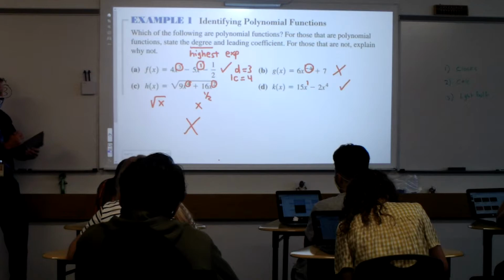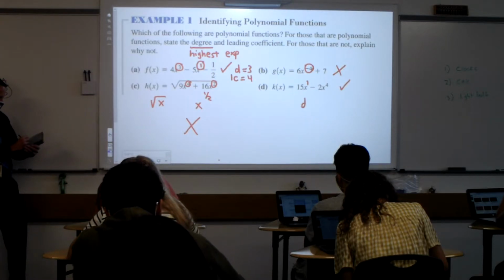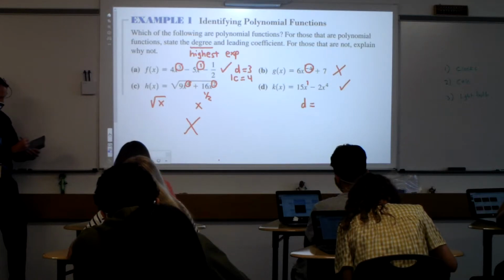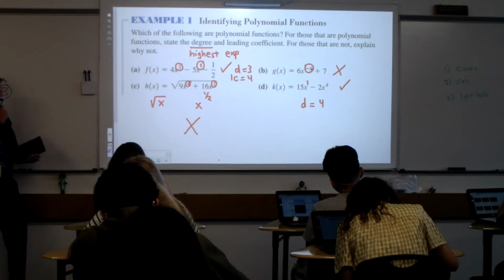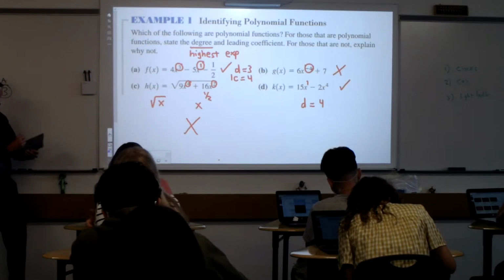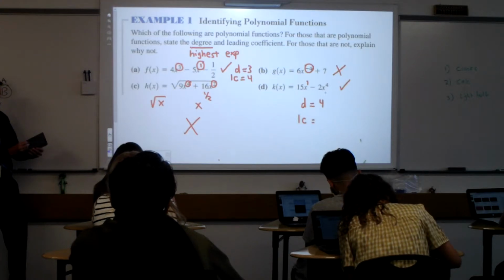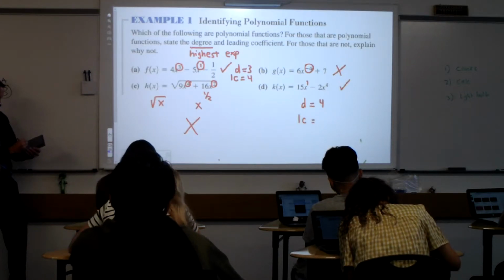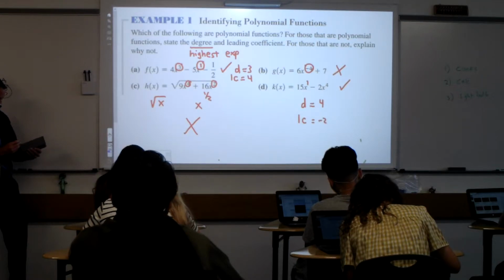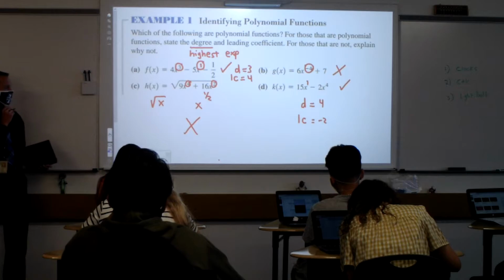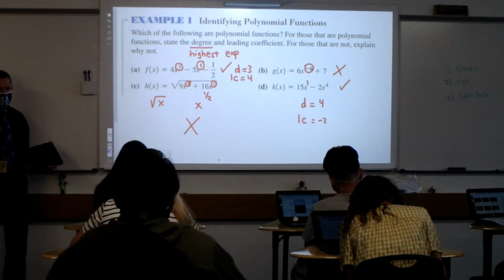Now, what about the degree? Is the degree the first exponent we see? It's the highest, so this would be 4. And that would be quartic is the name we use there. And as far as the leading coefficient, that's going to be the coefficient of the degree, of the one with the highest, so that would be -2. Okay, so all we did on that was we were deciding, is it a polynomial or is it not?